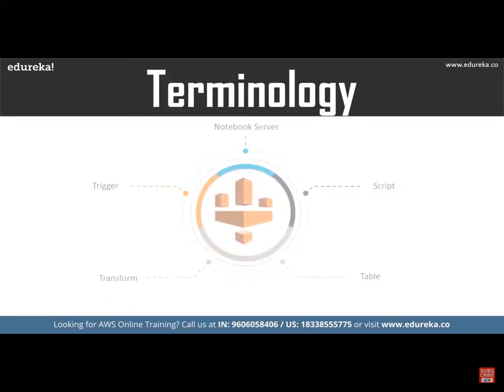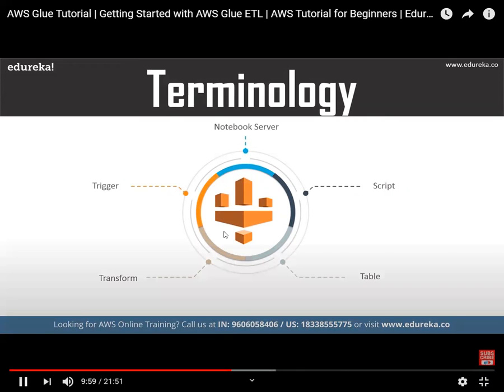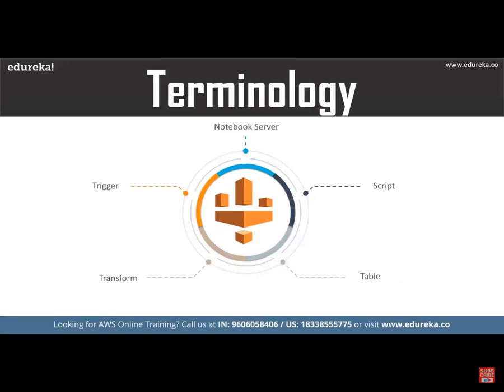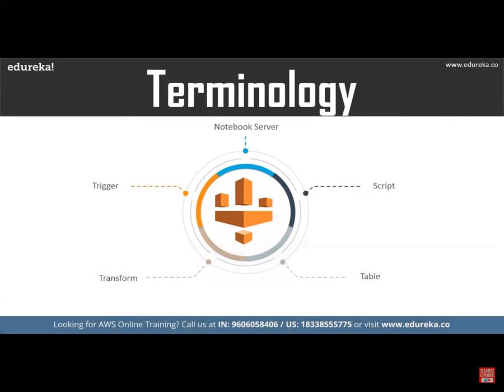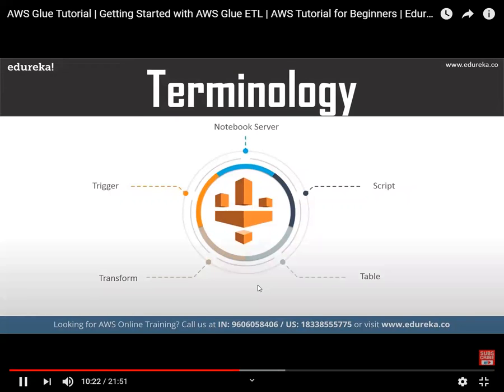The next term here is the notebook server. So notebook server is a web-based environment that you can use to run your PySpark statements. PySpark is a Python dialect for ETL programming. You can set up a notebook server on a development endpoint to run PySpark statements with AWS Glue extensions. The next term here is the script. So script contains the code that extracts data from sources, transforms it, and loads it into the targets. AWS Glue generates PySpark or Scala scripts.